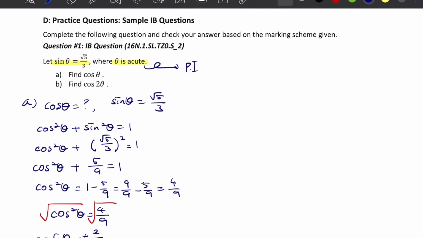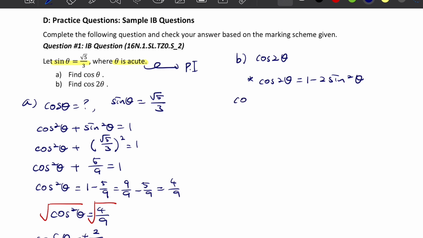Then let's do question B. Now we need to find the cosine 2 theta value. So cosine 2 theta means we need to use the double angle identity, and out of all three cosine 2 theta double angle identity formulas, I'm going to use the one that has only the sine. So I'm going to use cosine 2 theta equals 1 minus 2 sine squared theta. The reason is, even though we calculated the cosine theta value in question A, since the sine theta value is the one given in the question, I like to use the sine theta value.